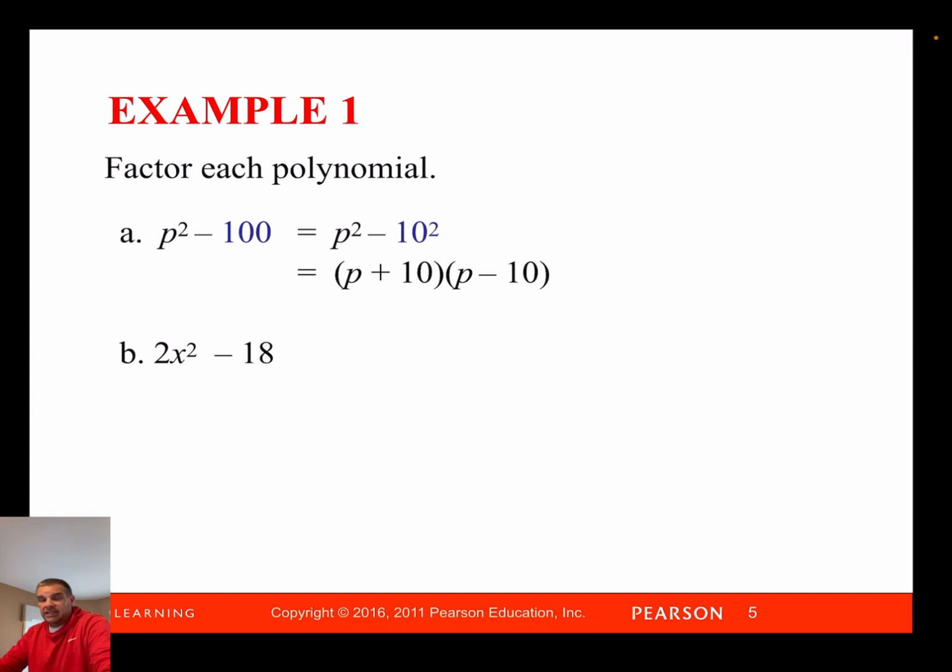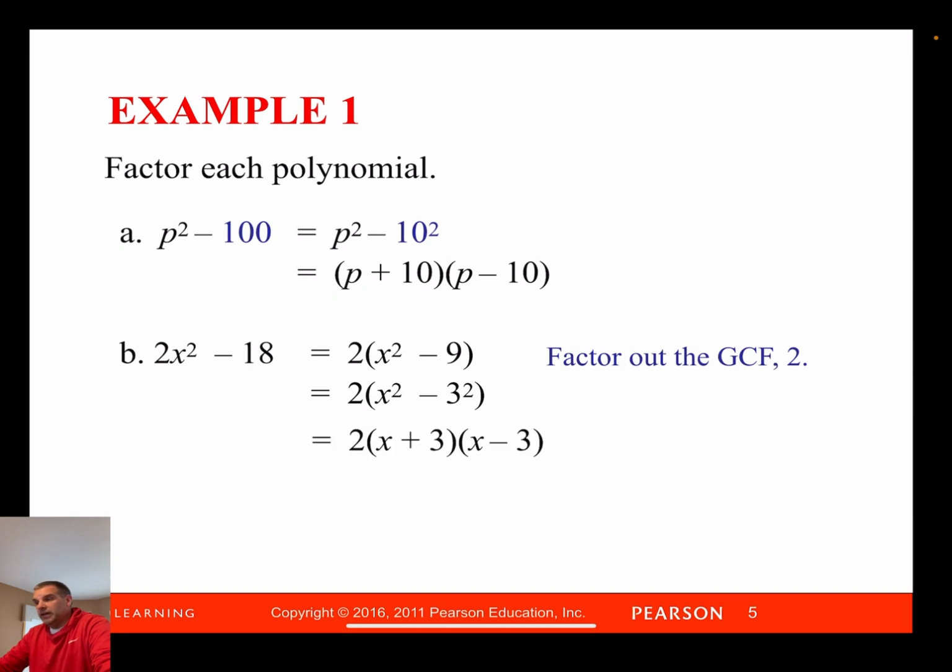Like with all factoring, in the second example, the first thing you have to do is take out that GCF. Our GCF in this case is 2, so we can take a 2 out. When we take a 2 out, we're left with x squared minus 9. x squared is a perfect square, 9 is a perfect square, and they're being subtracted. The square root of x squared is x, the square root of 9 is 3. So we bring that 2 along, and then x plus 3 times x minus 3 is the solution.